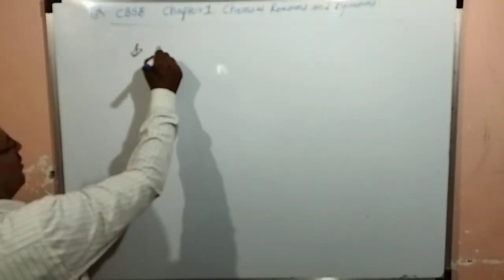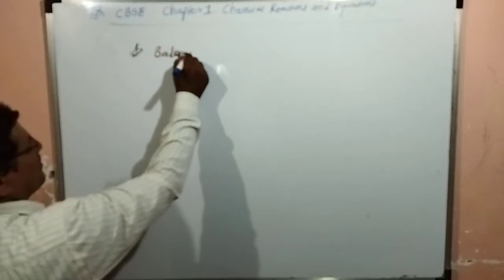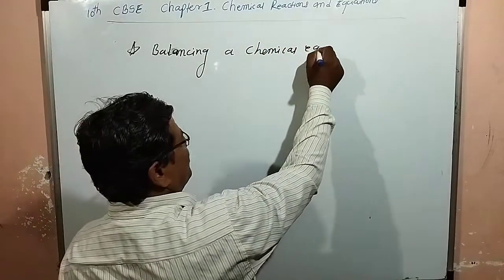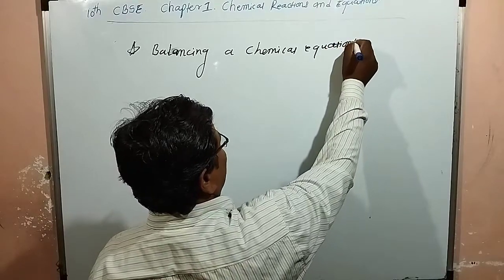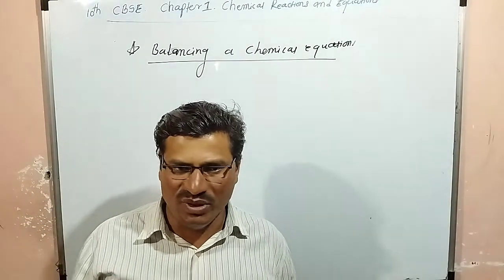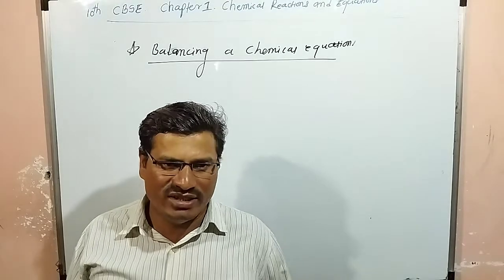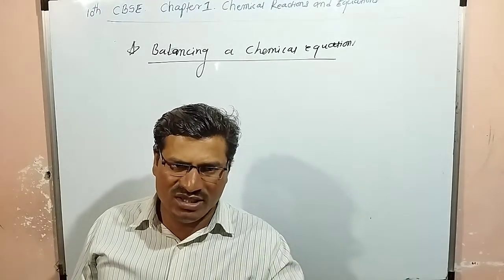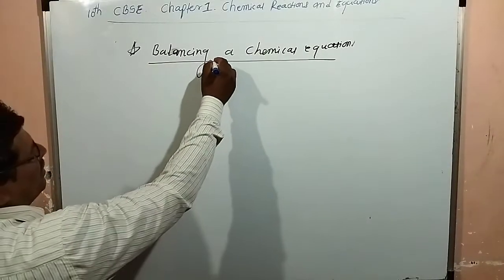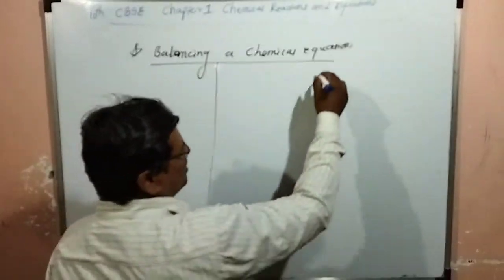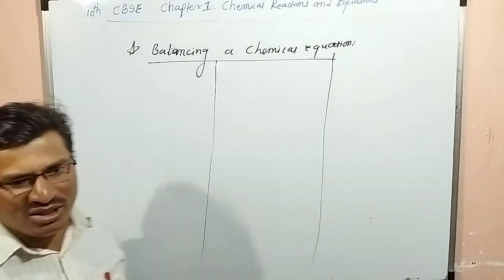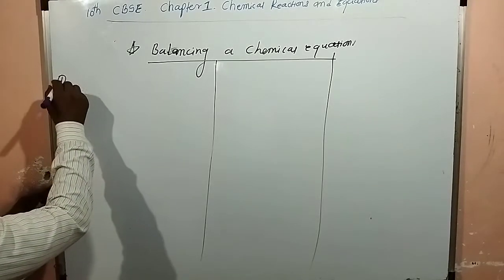So the next point is balancing a chemical equation. How to balance the chemical equation? This point we have to study. We'll take one example, check whether it is balanced or unbalanced, and then go stepwise to see how to balance that particular chemical reaction. I will make some parts on the board because it is a long process. We'll understand how to balance that chemical equation. Let us take one example.